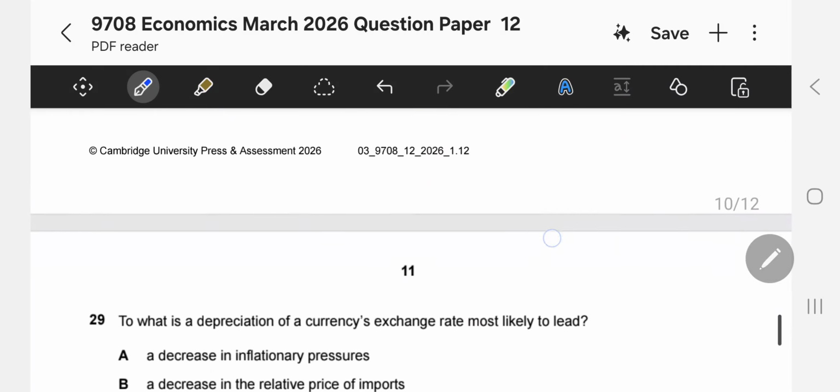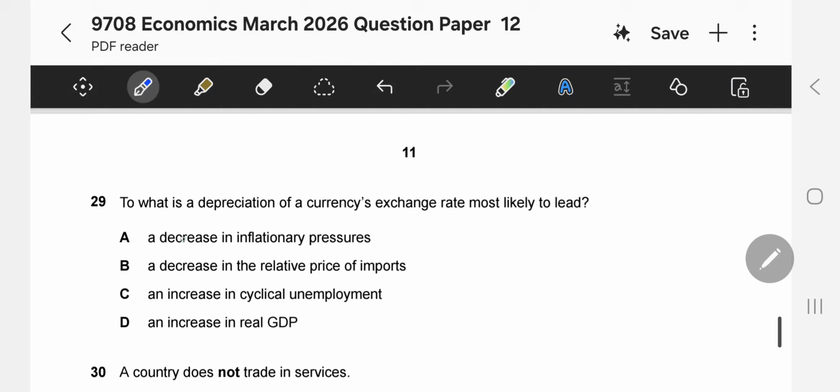Okay, let's finish it. Two more. 29. To what is a depreciation of a country's exchange rate most likely to lead? So this one has to do with exports. If the currency depreciates, we're expecting to export more. Right, so exports are going to increase. So let's just have that down here. Exports will become competitive, and therefore they will increase.